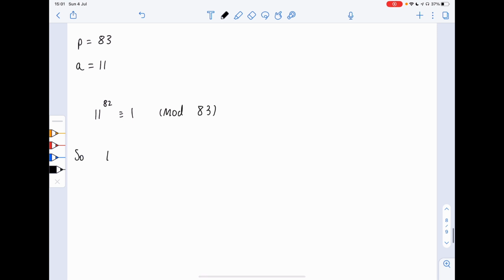So 11 to the power of 82 minus 1 is a multiple of 83. And this is not obvious at all, right? Like I said earlier, this really gives some non-obvious results. If I asked you at the start of this talk, is 11 to the power of 82 minus 1 a multiple of 83, you'd have no idea, right? And I think that's the beauty of this result.